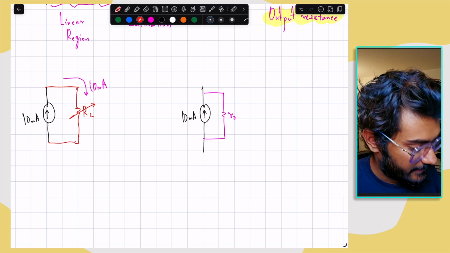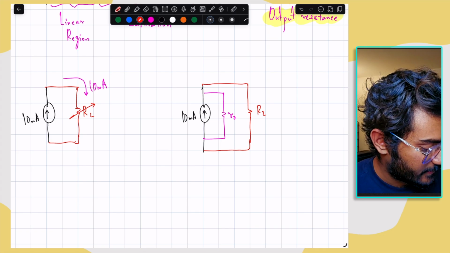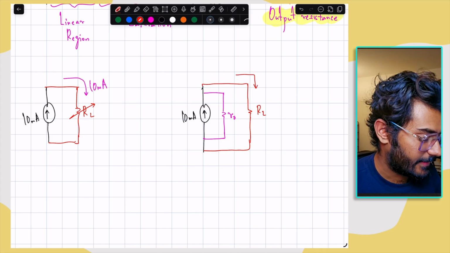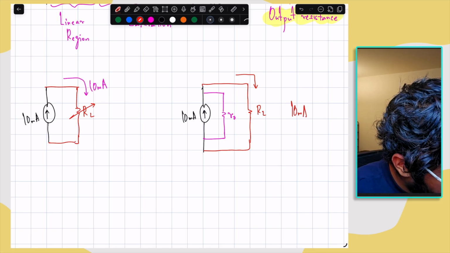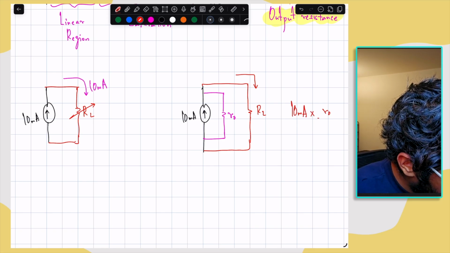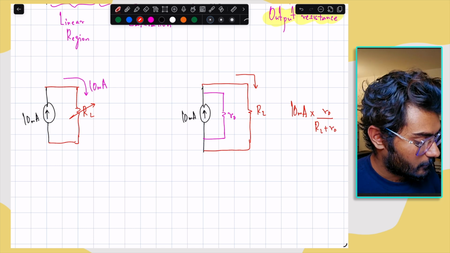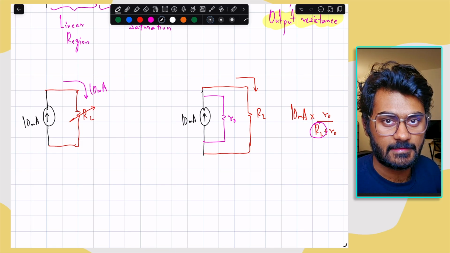Now if we connect a load across this current source, we can see that the current delivered to this load is dependent on the load that you tie across it. Basically, the current in this branch is given by 10 milliamps times R0 divided by (RL plus R0). So it actually depends on the value of RL that we choose. This is what happens because of channel length modulation.